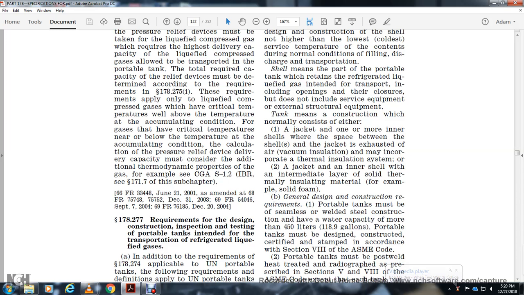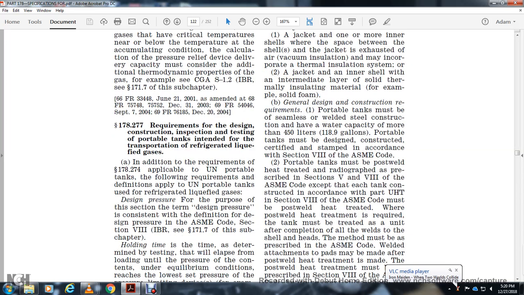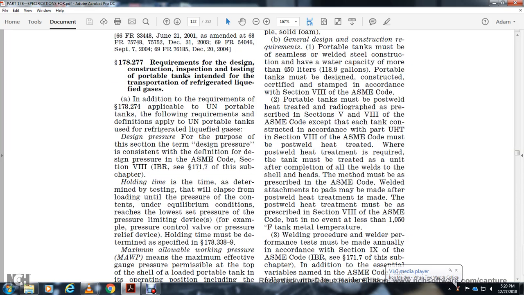All right, Part 178.277, requirements for the design, construction, inspection, and testing of portable tanks for the transportation of refrigerated liquefied gases. In addition, the requirements of 178.274 apply to the UN portable tank. The following definitions apply to UN portable tanks used for refrigerated liquefied gases.